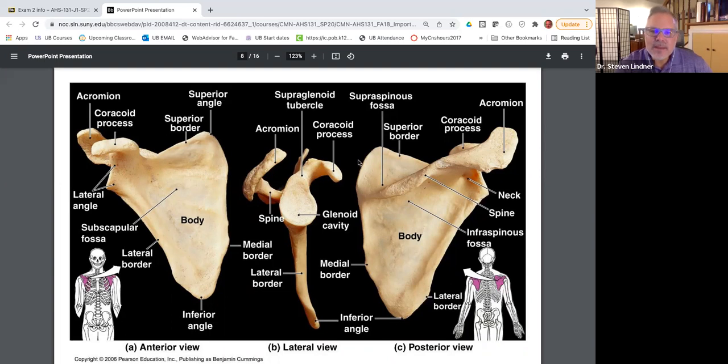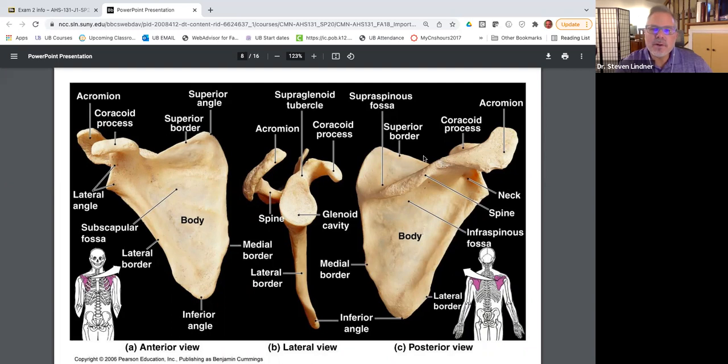The other name for the medial border, since it's closest to the vertebral column, is the vertebral border. So in your books, whether it's the lecture or the lab, you'll see them used interchangeably. The medial border is the vertebral border. The lateral border is the axillary border.